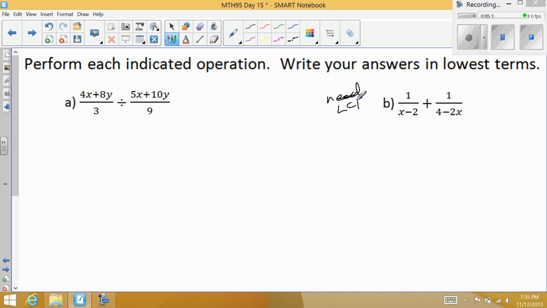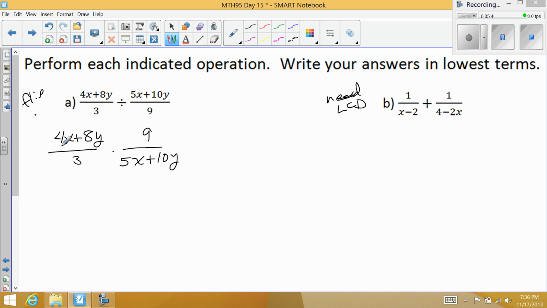Need LCD. And with the division, I want to remind myself to flip first, then multiply. So starting with the division problem, the first rational expression does not change. Only the one we're dividing by gets reversed or inverted. Once we've done that inverting, then we can think about factoring and hopefully again reducing.